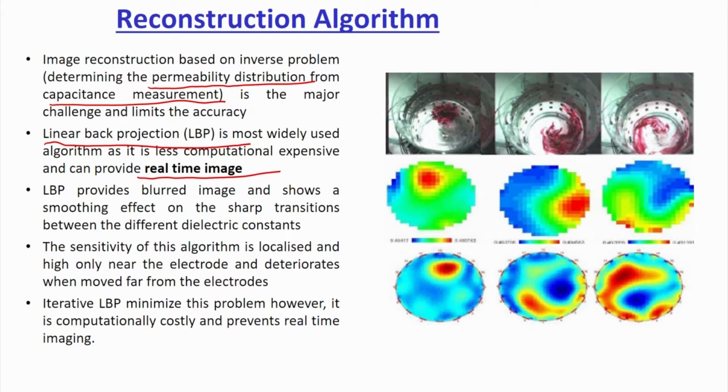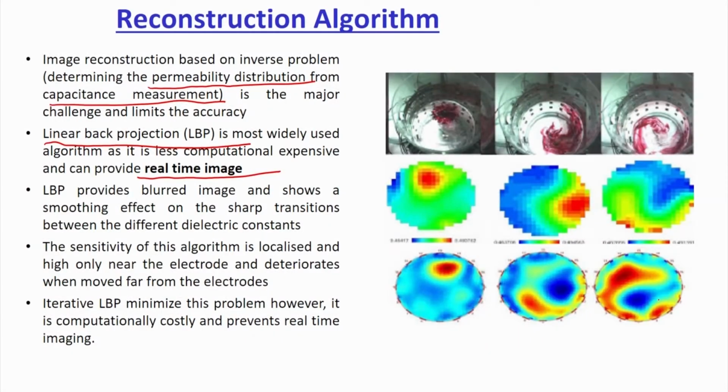So, this is an example I have taken from a literature where a red colored dye has been injected in the liquid, and we are trying to see how this dye is mixing in the liquid. It follows this path and tries to spread. Okay. In real time we can see how the dye was injected earlier here, the red color concentration, and how it is spreading over time. We can do the imaging in real time, and that is the major advantage LBP brings, that it can do real time imaging, and that is why the linear back projection method is widely used in the ECT.